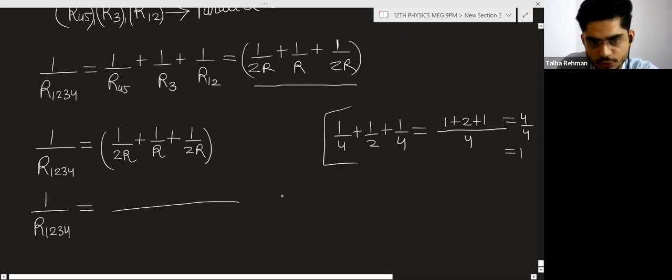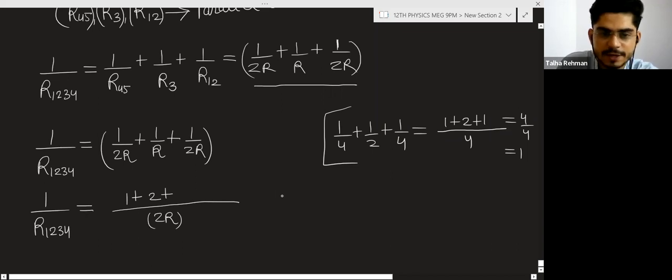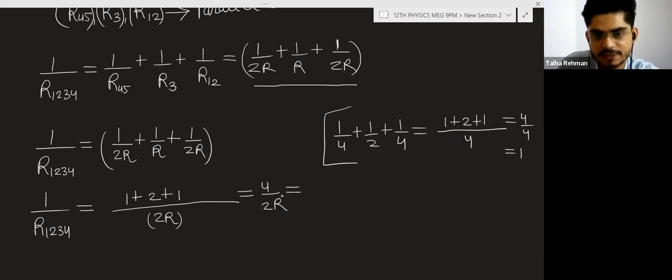So what you will do, you will take the LCM 2R here. If you are taking the LCM 2R, here is 2R, here is 2R, so here will be 1. Here is R, here is 2R, so here will be 2. Here is 2R and here is 2R, here is 1. So you will get 4 divided by 2R and your answer is right. Means you are getting the answer 2 by R. Very good answer.